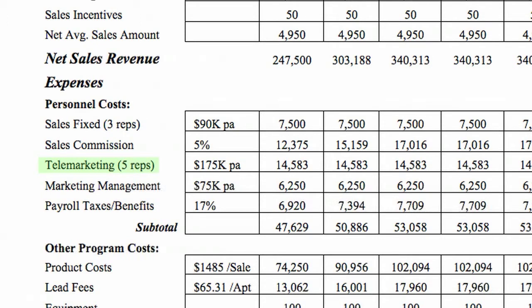Telemarketing, what I've done there is used $175,000 to be their total costs. Again, that's split over 12 months divided by 5 to give us $14,583. Marketing management, I've put that in arbitrarily as $75,000 a year, and again divided it over.